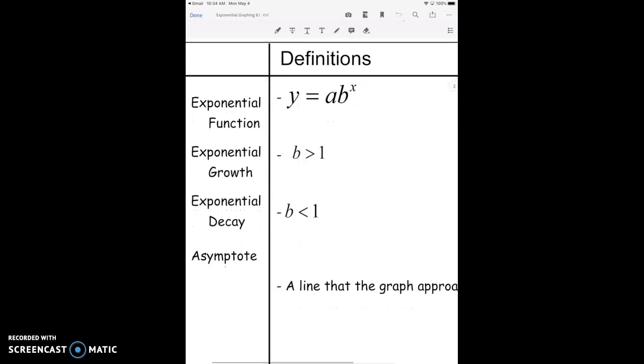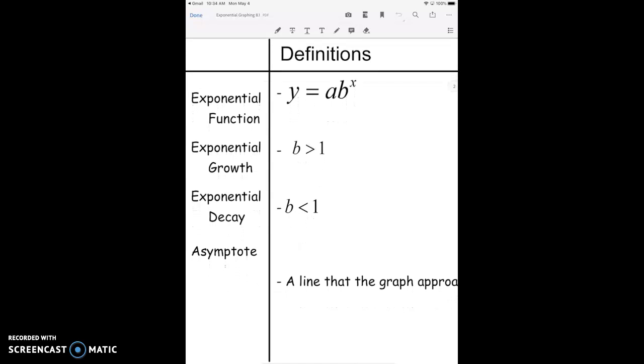Okay, so the first piece here, we've got some definitions for you and some formulas. So as you can see here, an exponential function looks like y equals a b to the x. What's going to make it exponential is that b to the x. That's where our exponential is coming from. A is just a constant, b is a constant as well, and again the x is where you're going to see your exponent, which is your exponential piece of this.